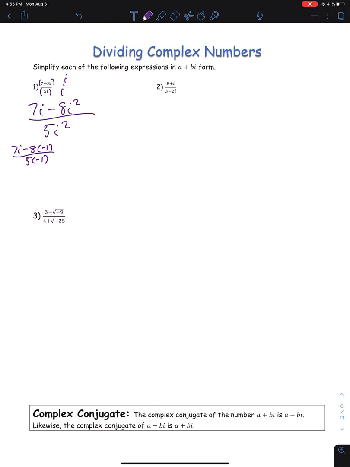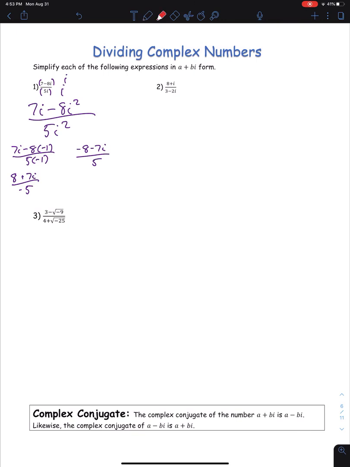Simplify that. It's plus 8, but I'm going to write it in a plus bi form. So it'll be 8 plus 7i over -5. And remember, we can't have a negative number in the denominator, so I'm going to bring it up to the numerator, change the signs. So that'll be -8 minus 7i over 5.